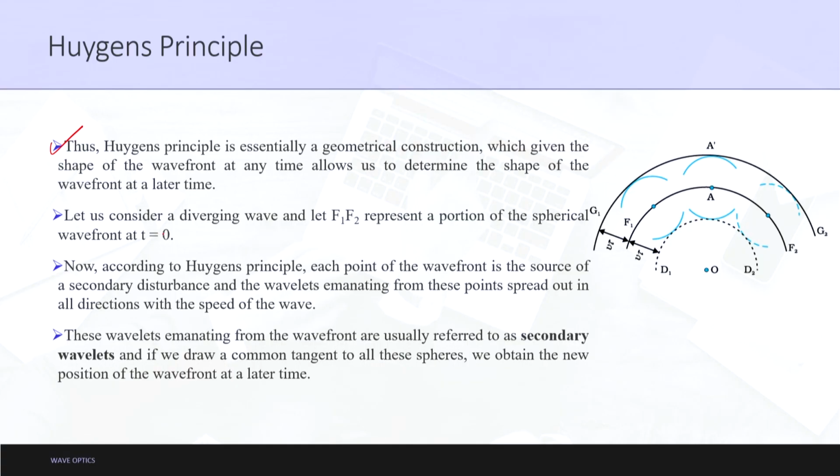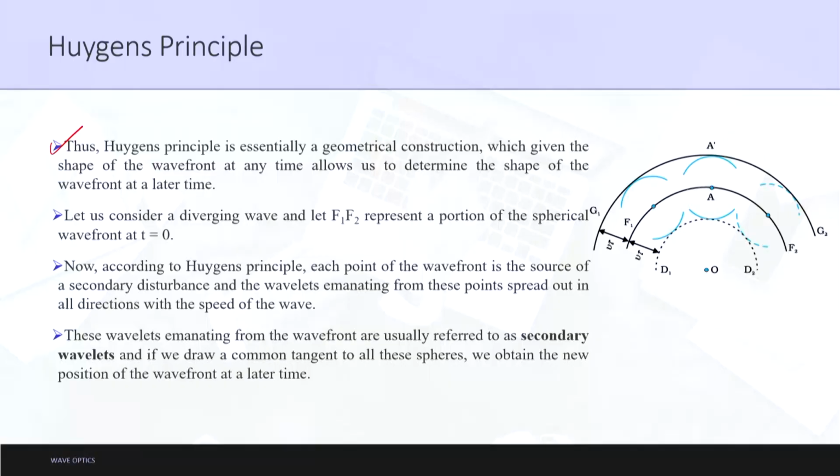So, let us consider a diverging wave, diverging as in coming from a source and diverging apart. Converging is coming from different sources and converging at a point, while diverging is when a source is given and everything diverges apart from it. Let f1 f2 represent a portion of the spherical wavefront at t is equal to 0. So, this f1 f2 is nothing but a portion of the spherical wave.